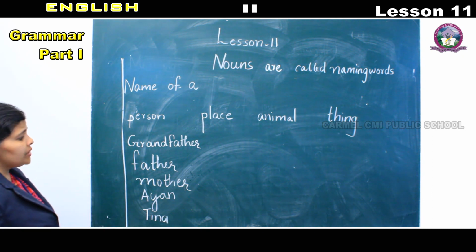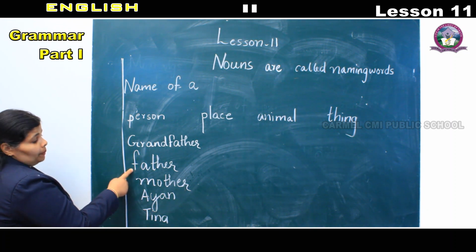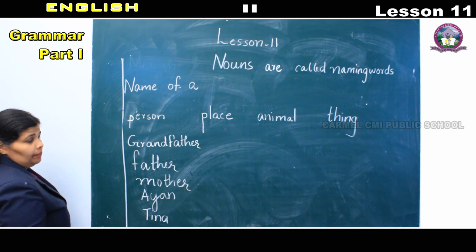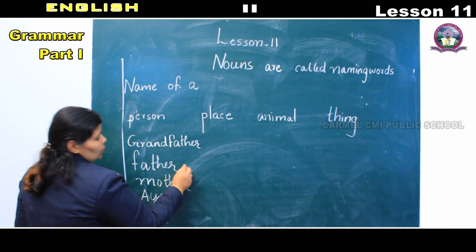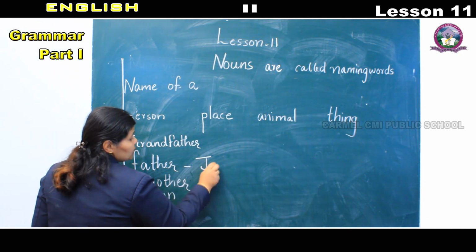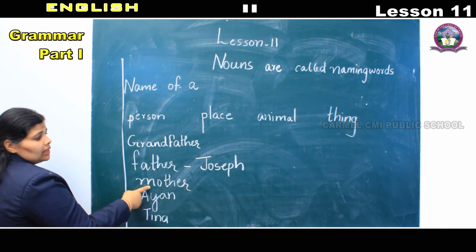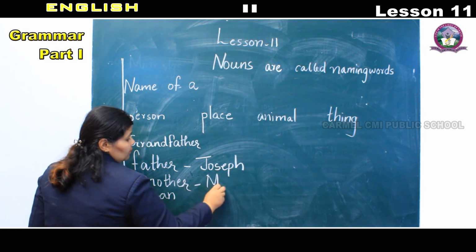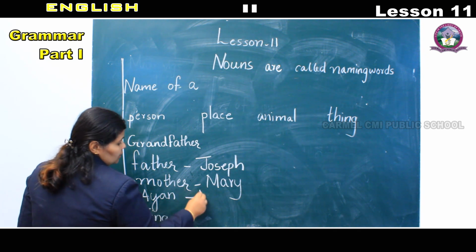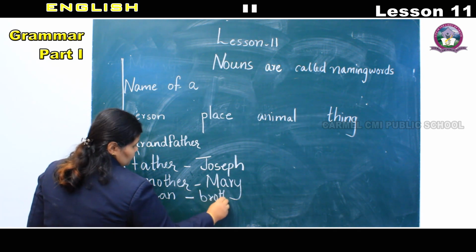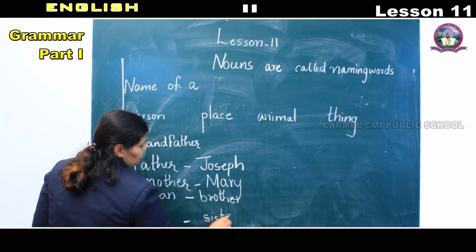Now, when you see here, you have your father at home, isn't it? Now, your father has a name. For example, father's name, Joseph. And let's take mother's name, Mary. Ayan is the brother. Tina, sister.